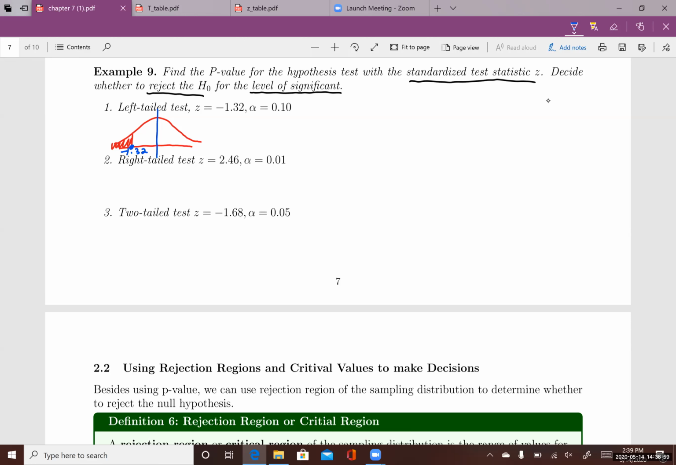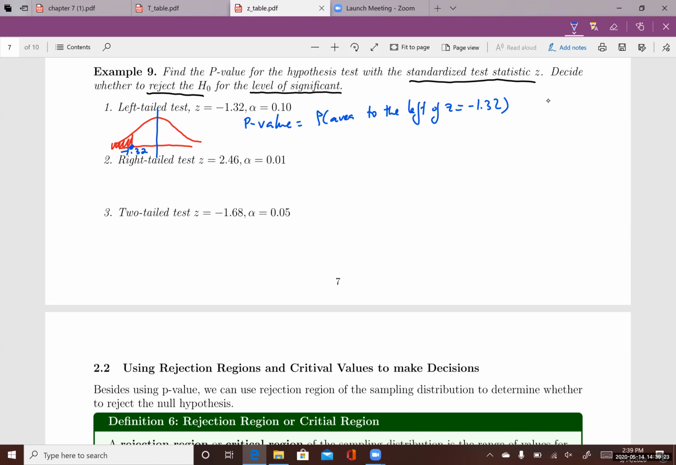So from the Z value, we can find the p-value, right? The p-value is the area to the left of Z equals negative 1.32. How can you find this? We have learned how to find the area to the left of this Z value using the Z table.